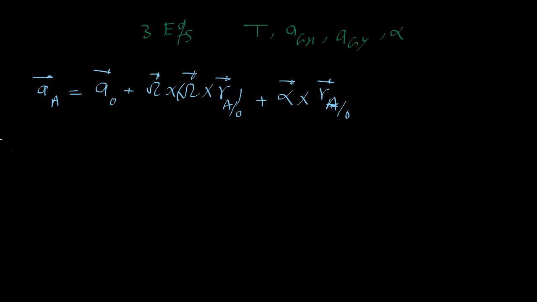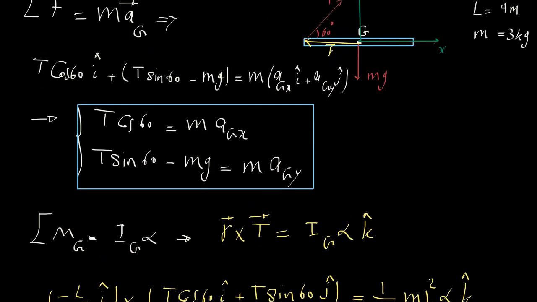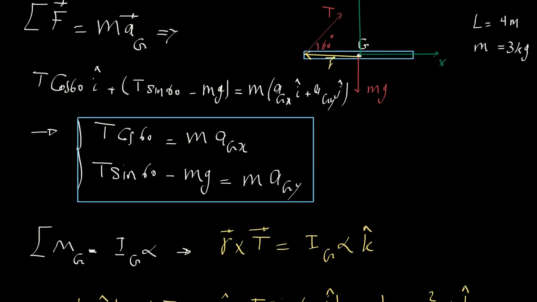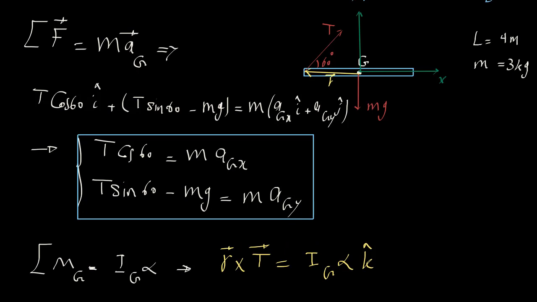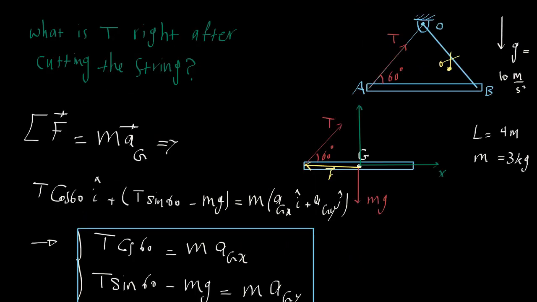So here, for point O, because it is a pinpoint, its acceleration is equal to 0. So that term is equal to 0. And also here, because again we want to see what happens right after we cut the string, the initial velocity and also initial accelerations in the problem here would be equal to 0.